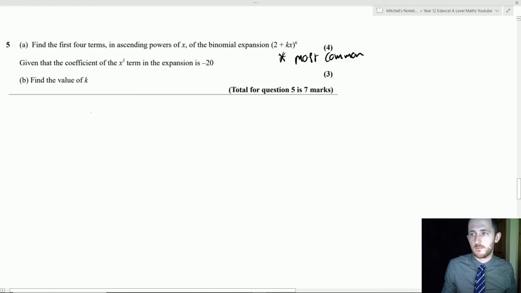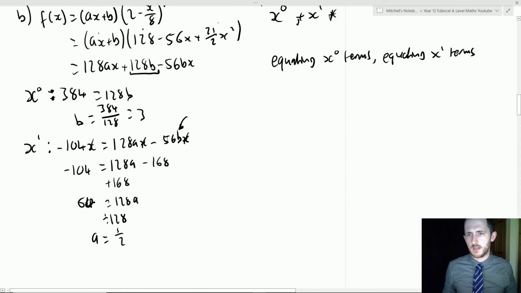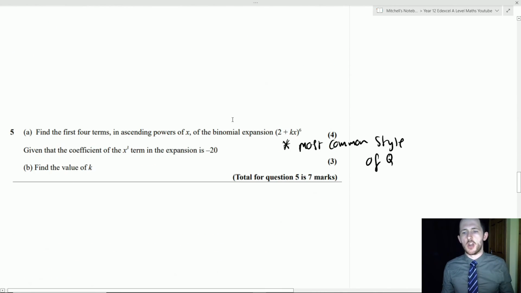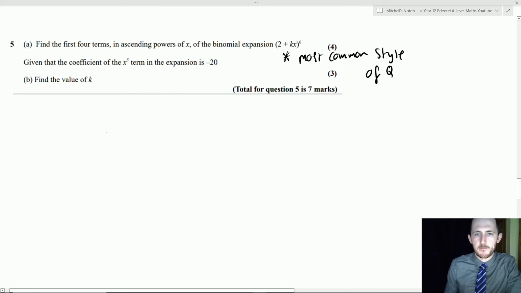If you look through any past papers, this is the most common style of question. Like we did before where we had A and B, I believe it was, that's also extremely common. There's an unknown variable. It's the most likely one to come up. So get good. First 4 terms, which means up to x cubed, right? Of the expansion of (2 plus kx) to the power of 6.